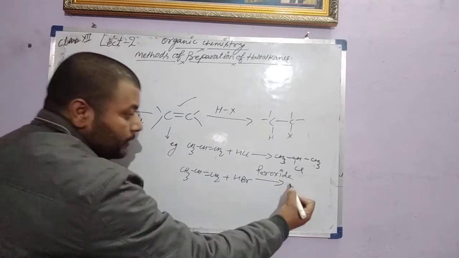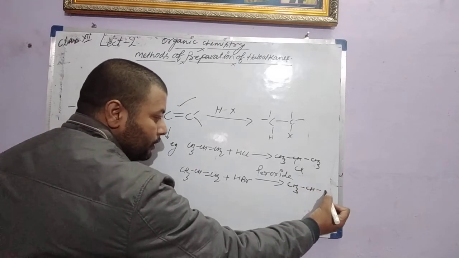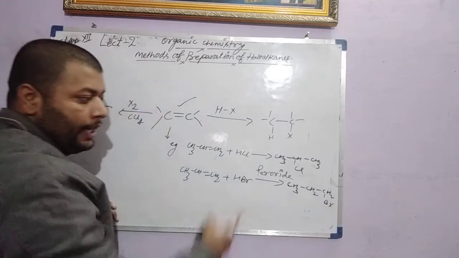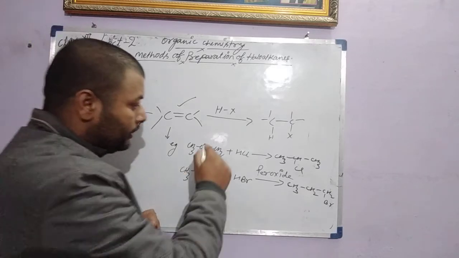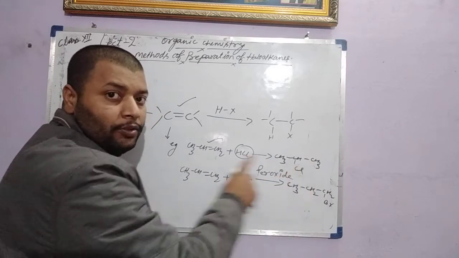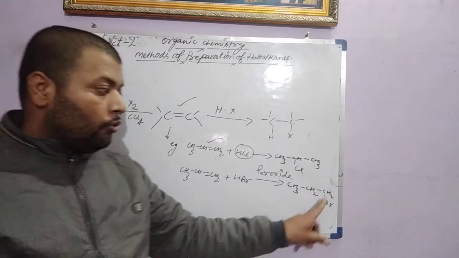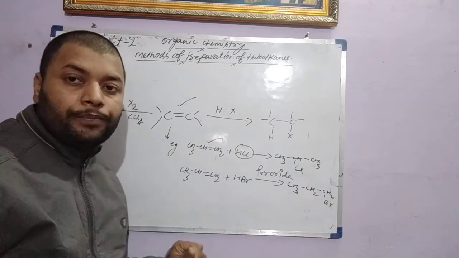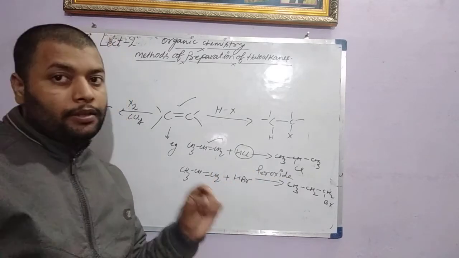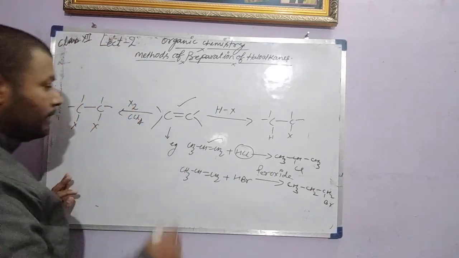So anti-Markovnikov means hydrogen goes to the carbon having less number of hydrogens. So there will be hydrogen and there will be bromine. This is called anti-Markovnikov. See both the reactions. This is Markovnikov with HCl, where hydrogen attaches to the carbon having more hydrogens, and in the presence of peroxide, HBr will form 1-bromopropane, and the other is 2-chloropropane. So anti-Markovnikov addition in the presence of peroxide responds only with HBr. Remember, only HBr responds with peroxide during anti-Markovnikov addition.